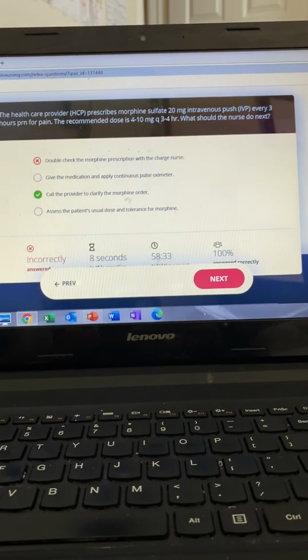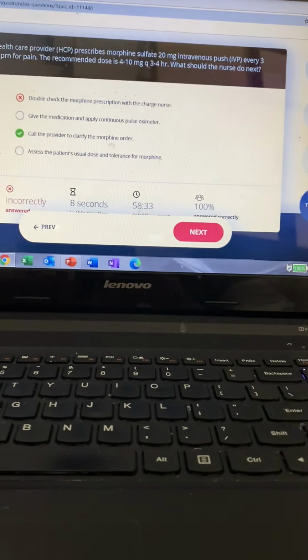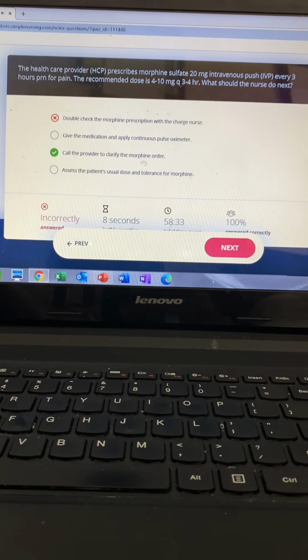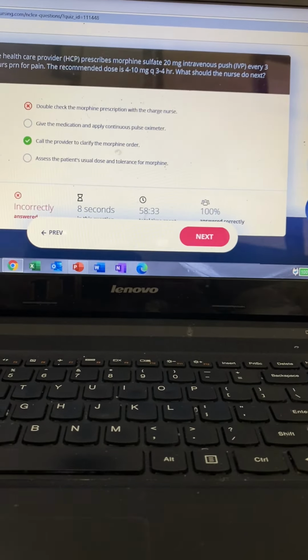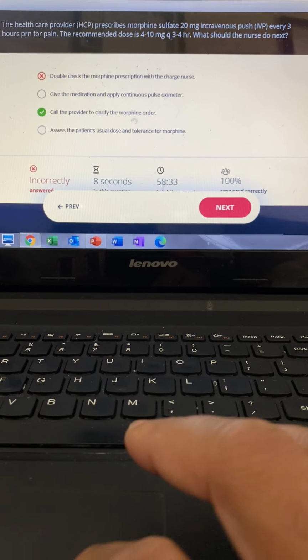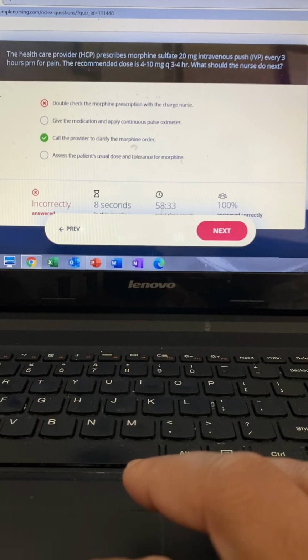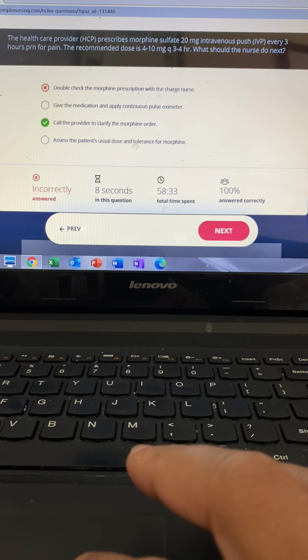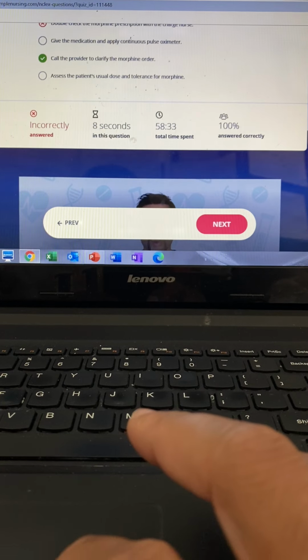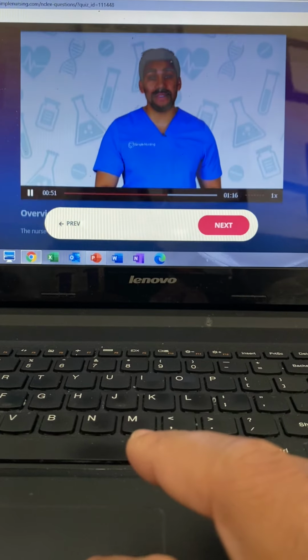Guys, too much morphine, it makes everything low and slow, leading to respiratory depression and even death. So option number 1 is incorrect. Scripts should be checked with who wrote it, not the charge nurse, because the charge RN cannot change it. Option 2 is incorrect. The med shouldn't be given when in conflict with dosaging, guys. Always question anything that comes into patient safety.